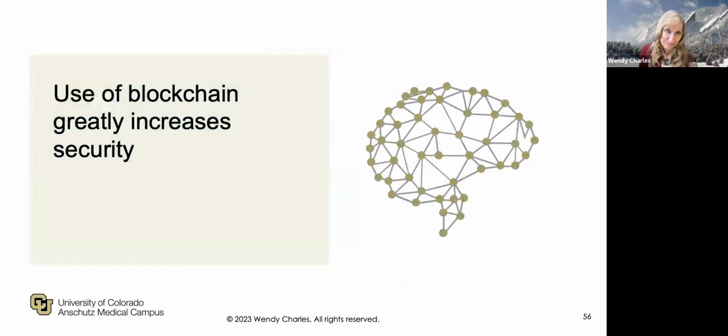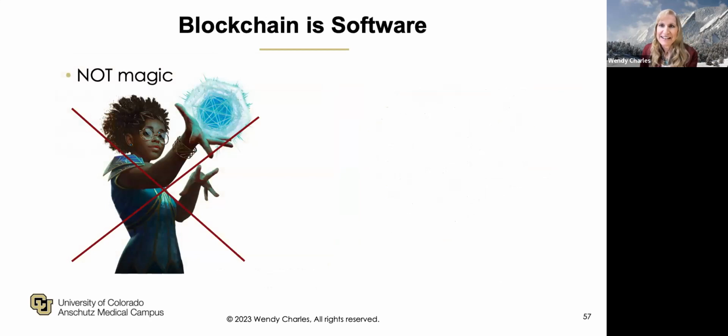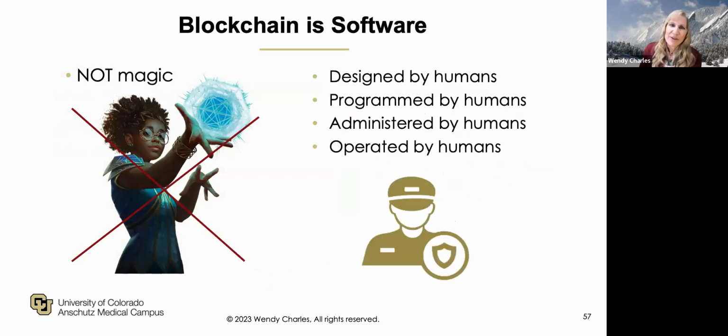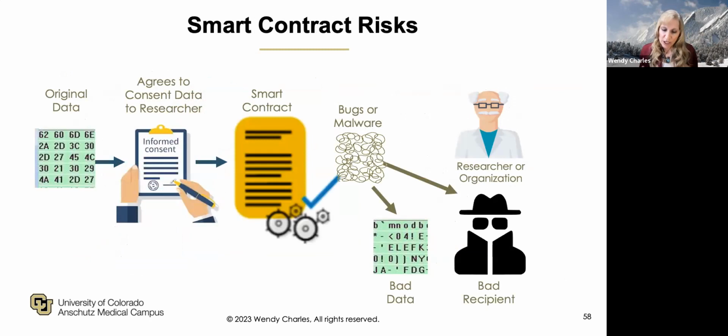Okay, next statement. Use of blockchain greatly increases security. Is this myth, hype, reality? Okay, the answer to this one, in my opinion anyway, is mixed. Because blockchain is software, not magic, it's designed by humans, programmed by humans, administered by humans, and operated by humans. And so it can show some human fallibility. In fact, when we look at smart contracts, the major risks to blockchain cryptocurrency have been from smart contracts that weren't designed as securely as they should have been.